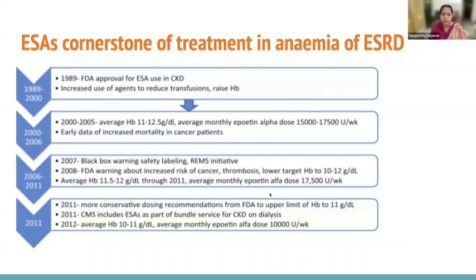So in 2011, there were more conservative dosing recommendations from the FDA, with an upper limit of hemoglobin of 11 gram per deciliter. And then by 2012, the average hemoglobin was around 10 to 11 gram per deciliter.